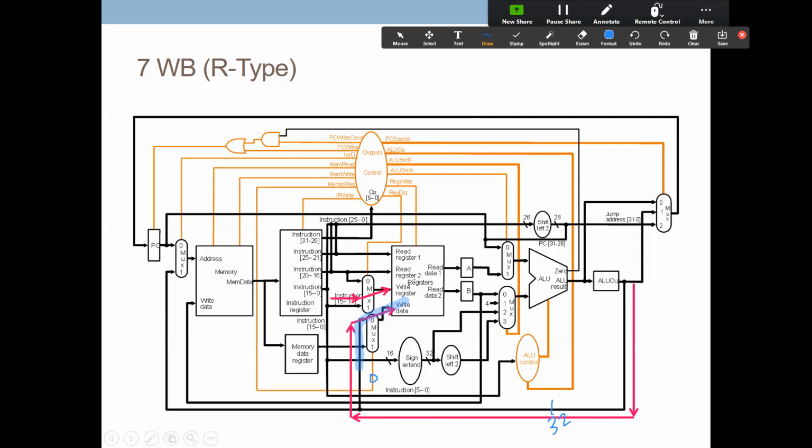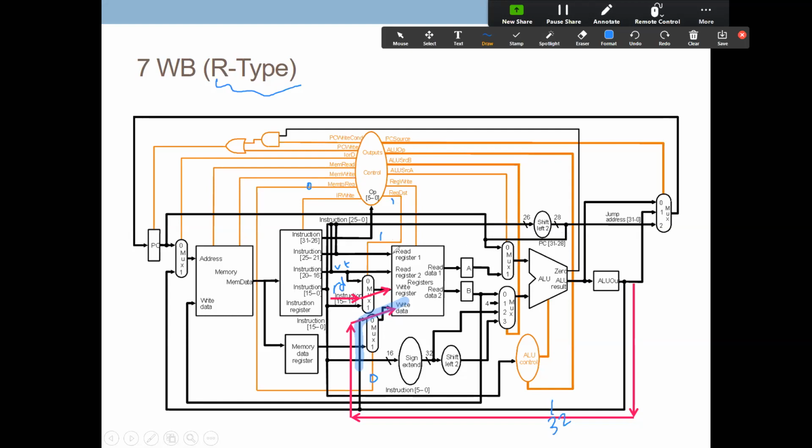And now I have two options for where to get the number of the register I want to write to. If you remember, we had bits 16 to 20, which is the RT, and 11 to 15, which is the RD. Now since these are R type, in R type we actually select the RD. So now I need to put on register destination 1, it comes from the RD, not from the RT. So now this is done. Memory to register 0, register destination 1.